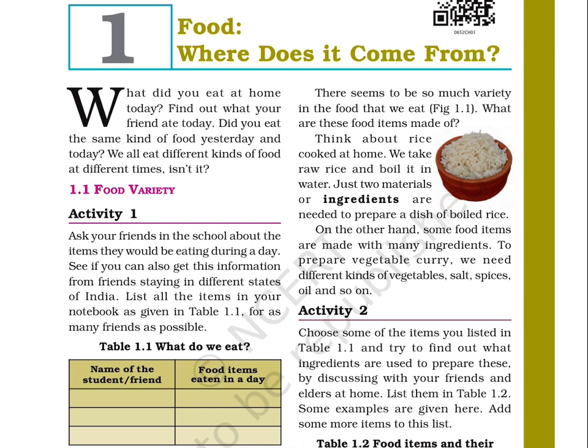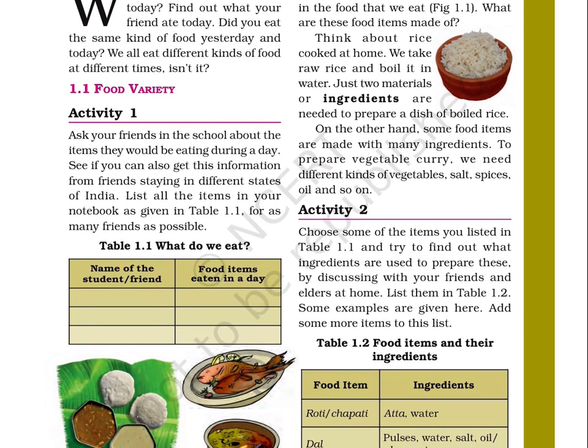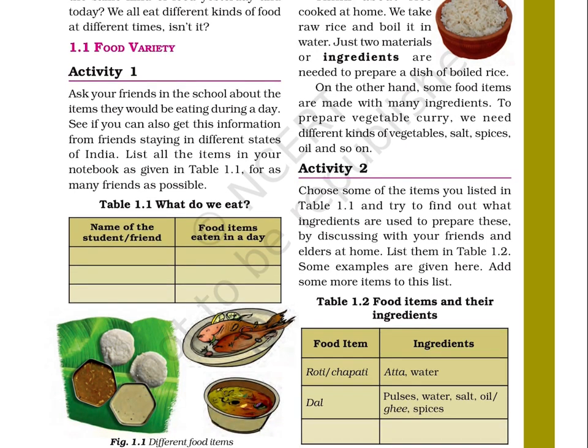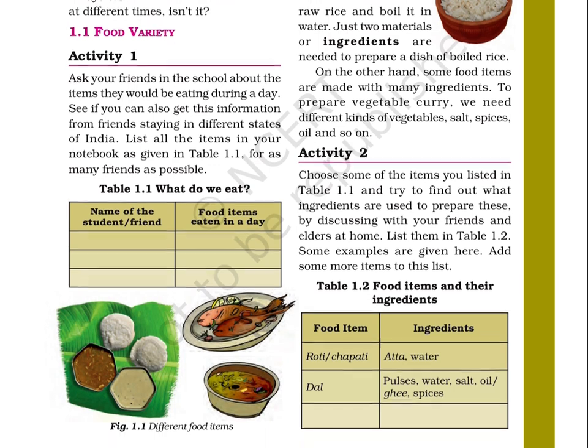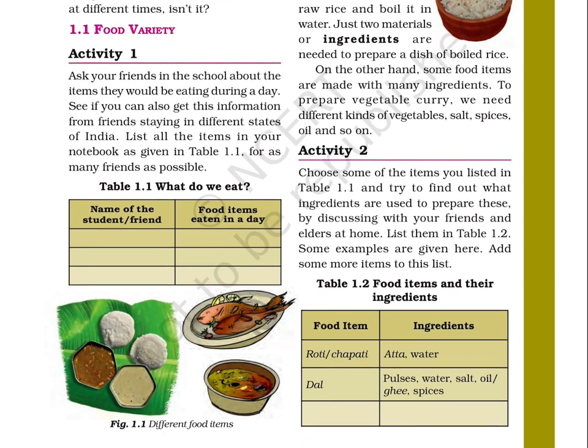1.1 Food Variety. Activity 1. Ask your friends in the school about the items they would be eating during a day. See if you can also get this information from friends staying in different states of India. List all the items in your notebook as given in Table 1.1 for as many friends as possible. Table 1.1 What do we eat?